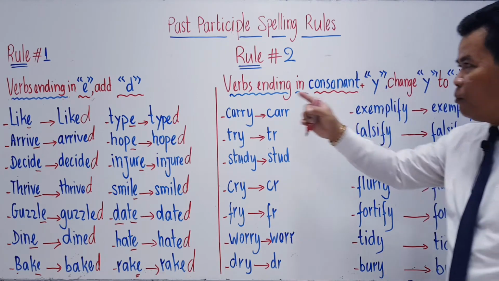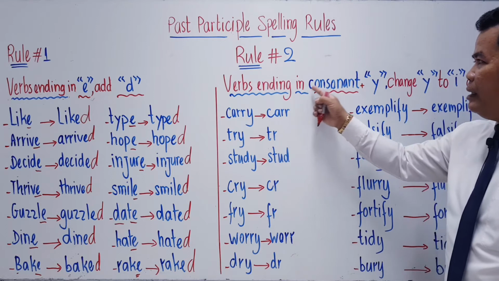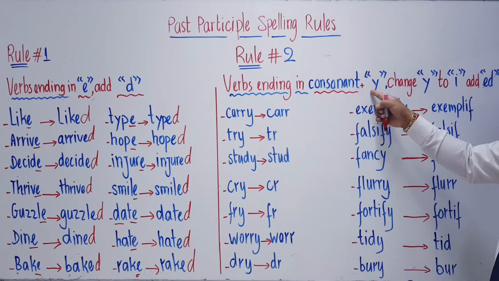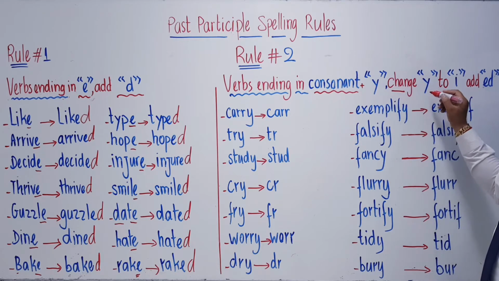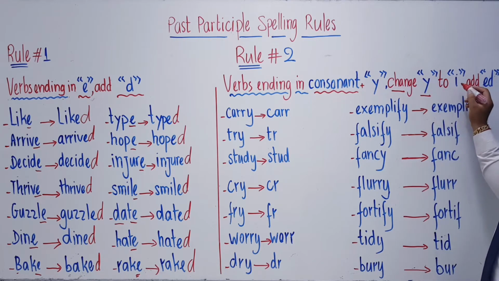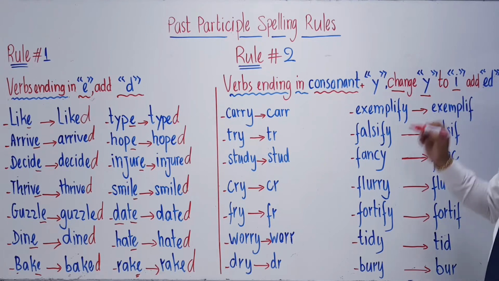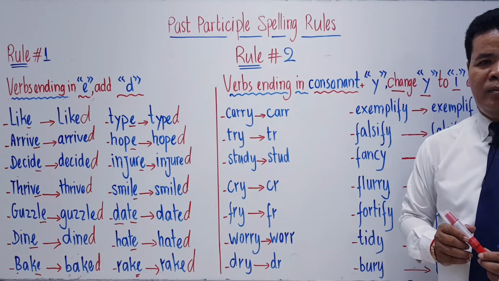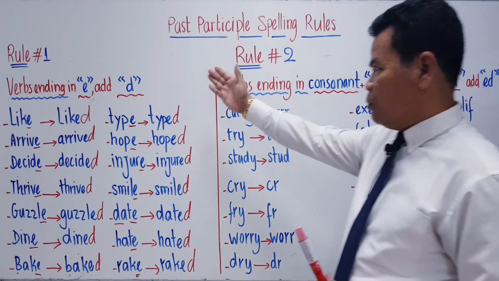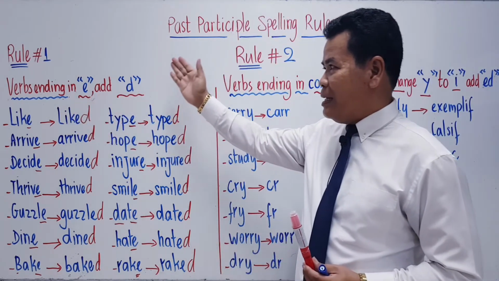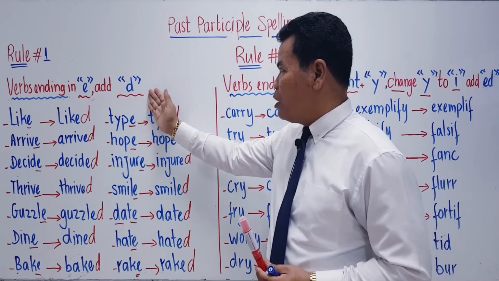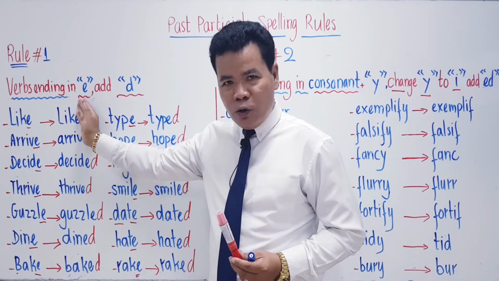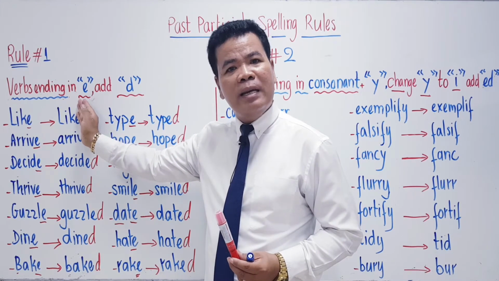Remember again, verbs ending in consonant plus Y: change letter Y to letter I and then add ED. For rule number 1, you do not add ED, you just add only D because we have got letter E at the end of the verb. Okay? So you don't need to add ED, you just add only D, right?